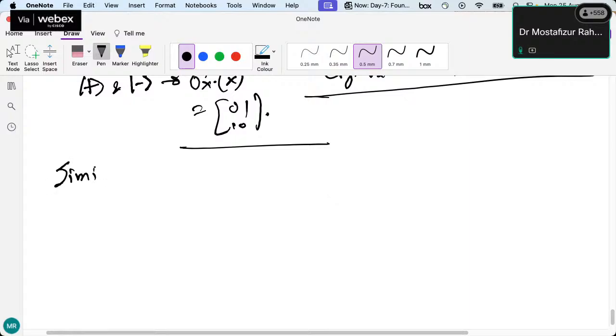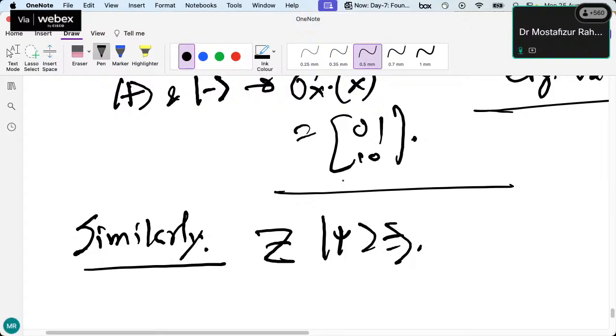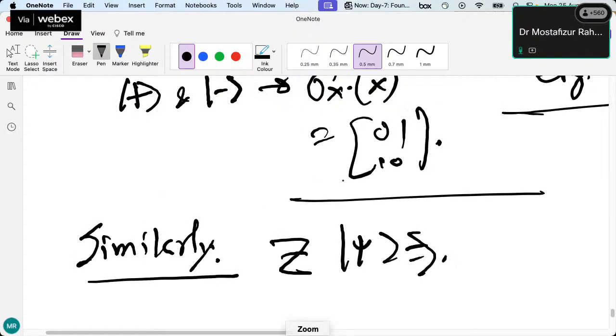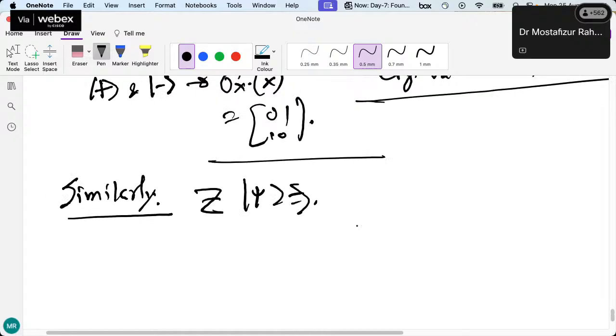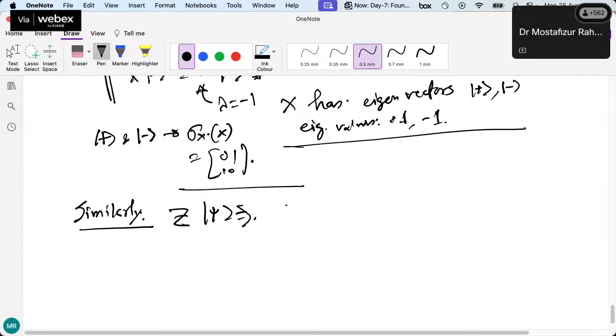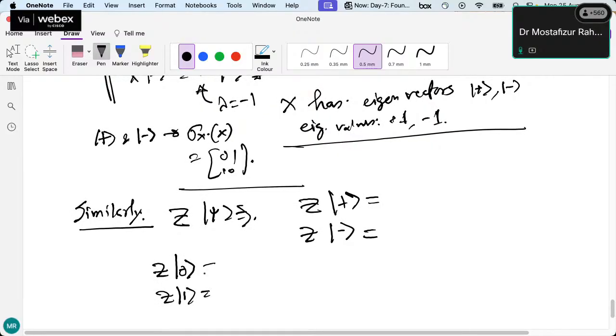Similarly, we can check what you get if you apply the Z operator on the state psi. If it is a plus state, and if it is a minus state, and if it is a 0 state, and if it is a 1 state. Can somebody answer this question?